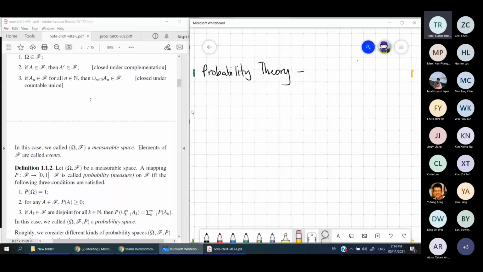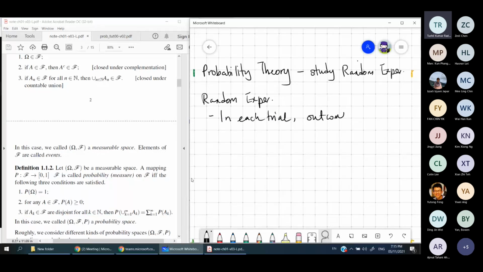Probability theory. So the main object we study is random phenomenon or random experiment. Okay, we study random experiment. And again, what is meant by a random experiment? It has this feature that we have an experiment, and in each trial the outcome is not the same, uncertain. We don't know which outcome will appear.